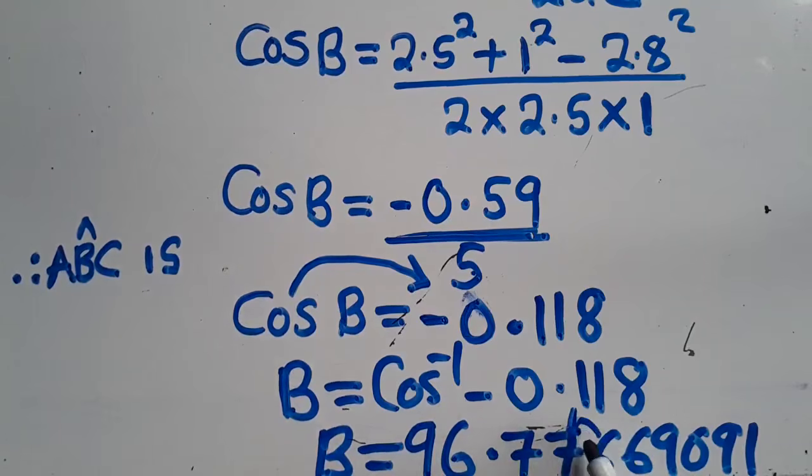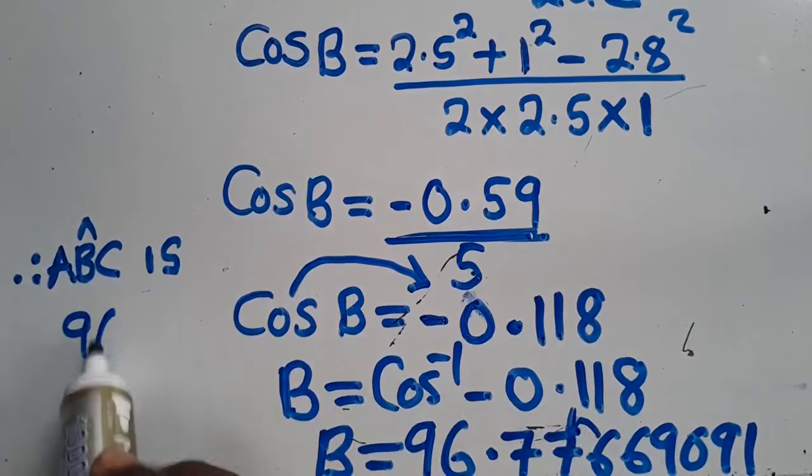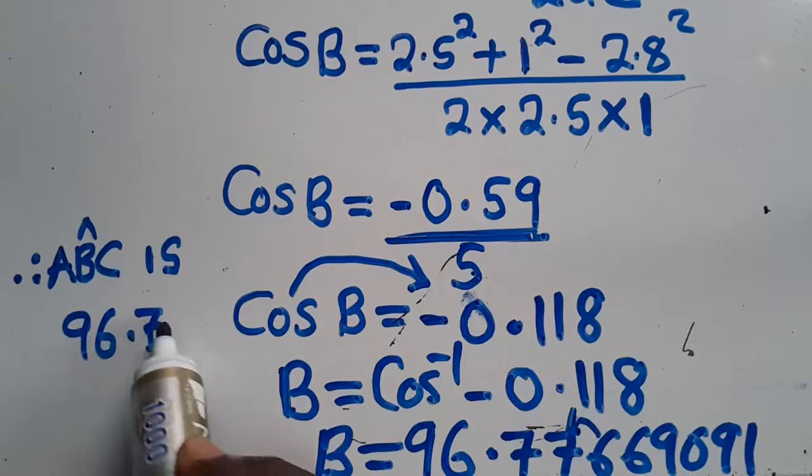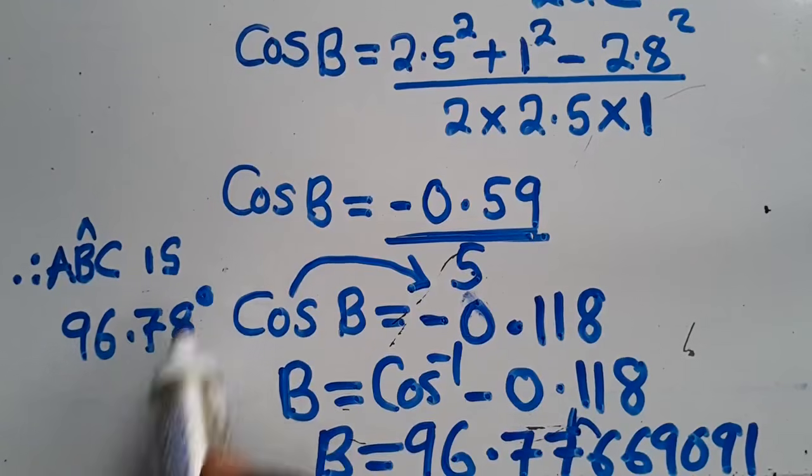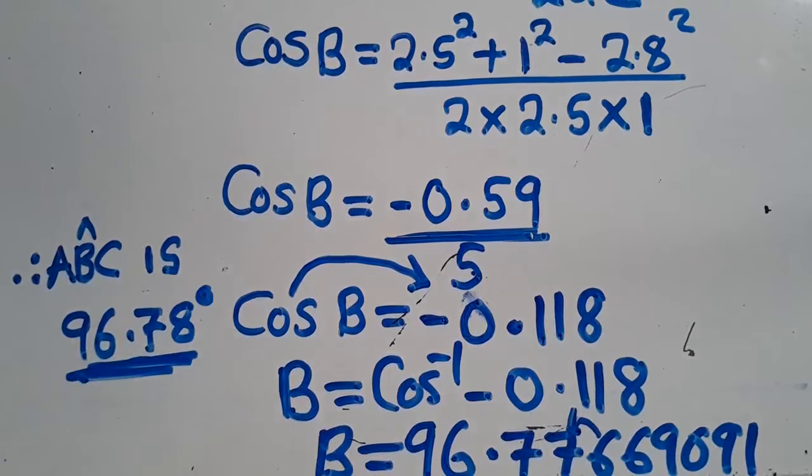96.78. A 1 will come here. So 96.78 degrees. This one is your answer. You are done with that. So this is what you are supposed to do. These are procedures that you need to get and understand.